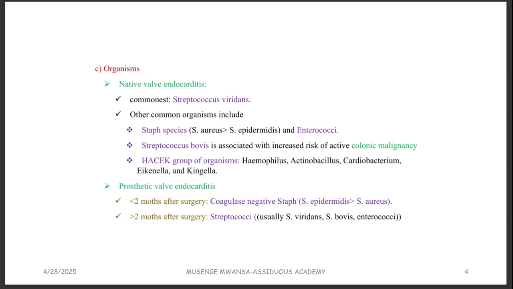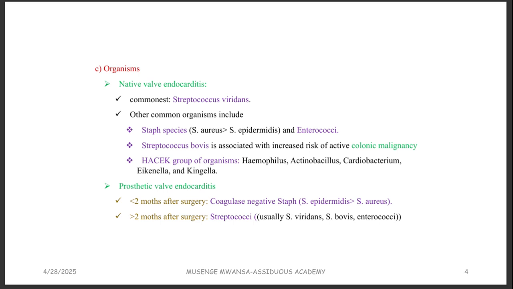You also have what we call the HACEK group of organisms. For the HACEK group, you need to know them. HACEK is a mnemonic, just letters representing the organisms. So the H is Haemophilus. It can come in an MCQ. H is Haemophilus. A is Actinobacillus. The C is Cardiobacterium. The E is Eikenella. Please know the spellings also. And then K is Kingella. So those are the HACEK organisms. These guys can affect native valves.